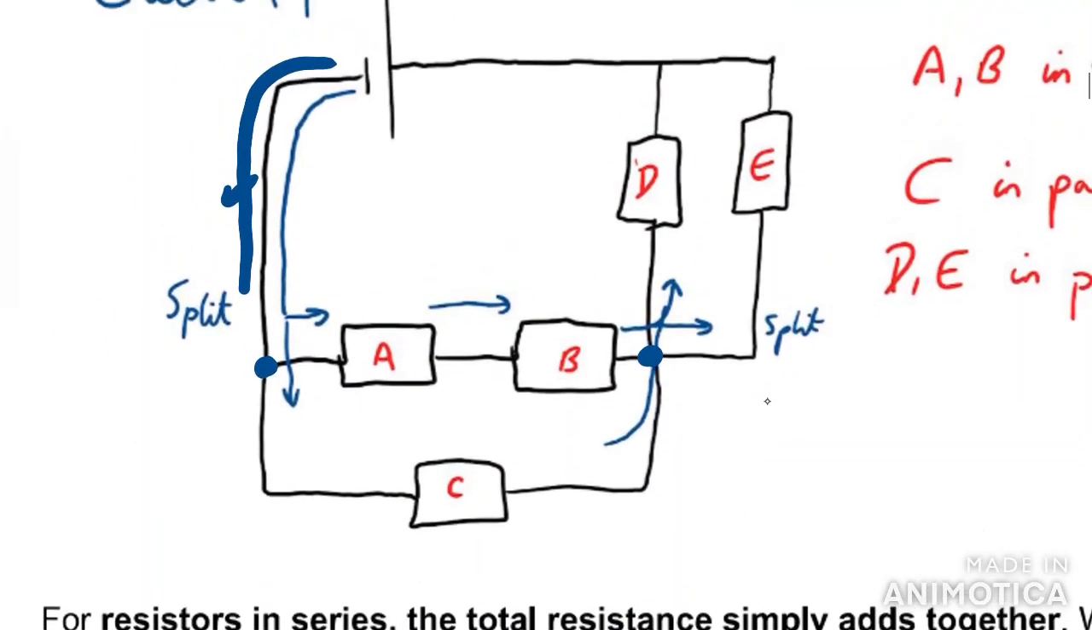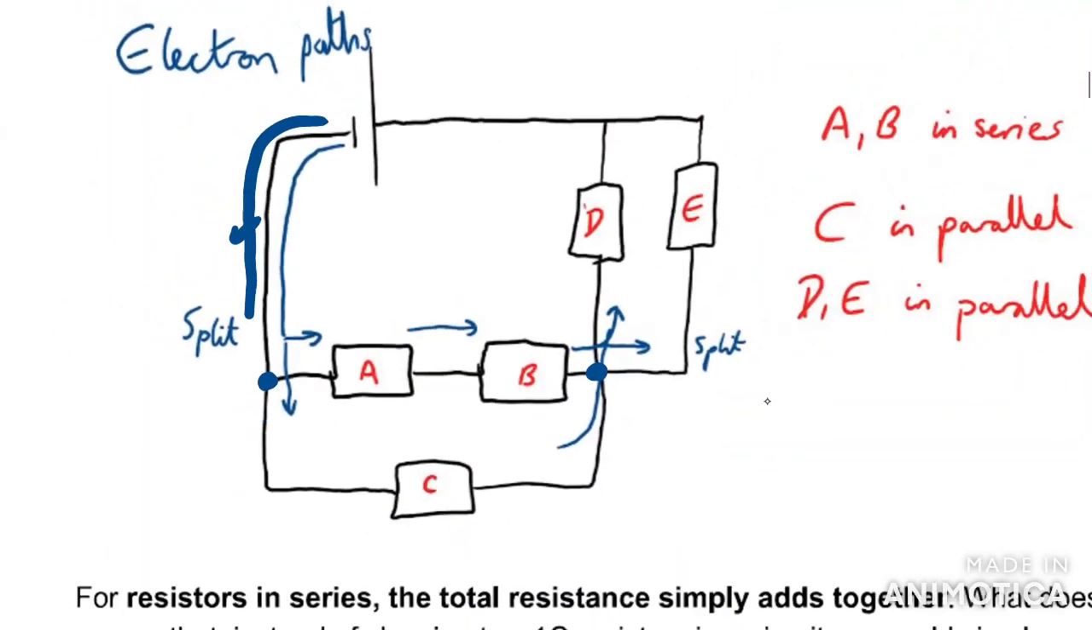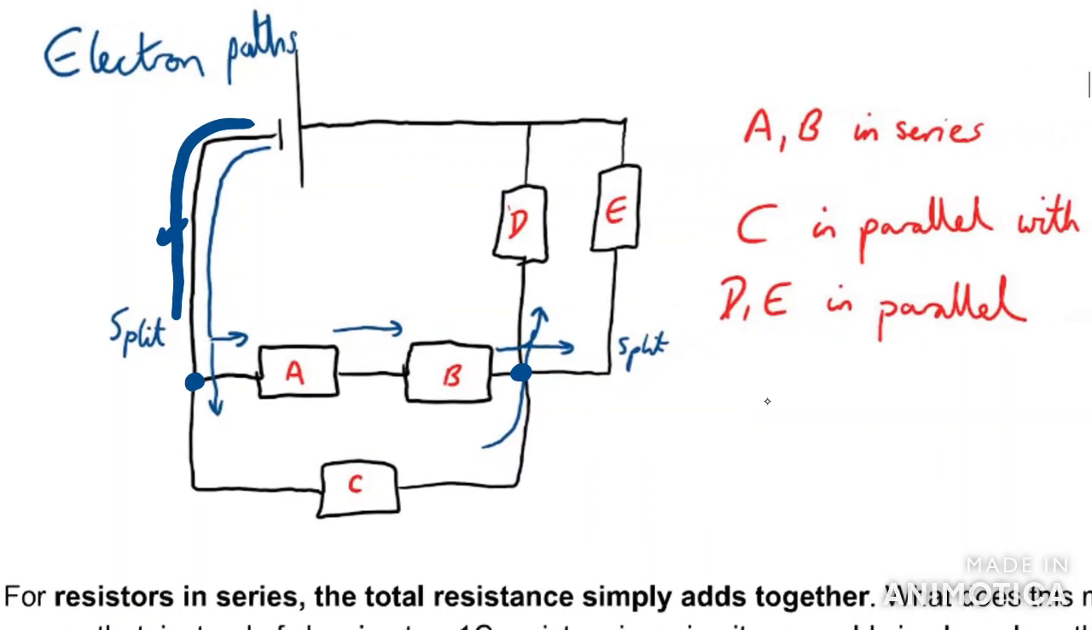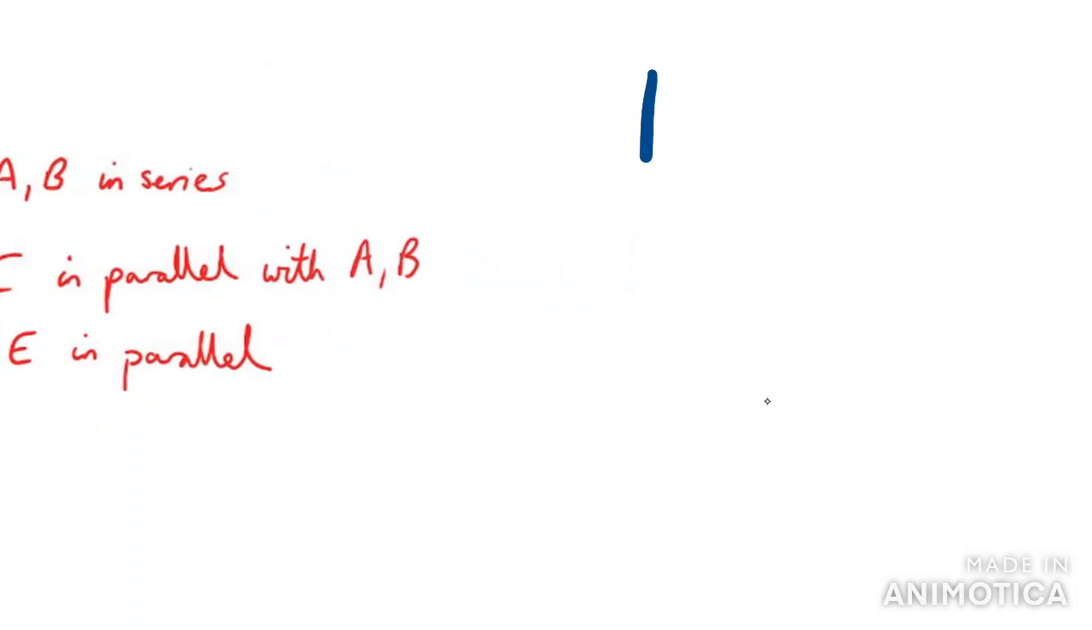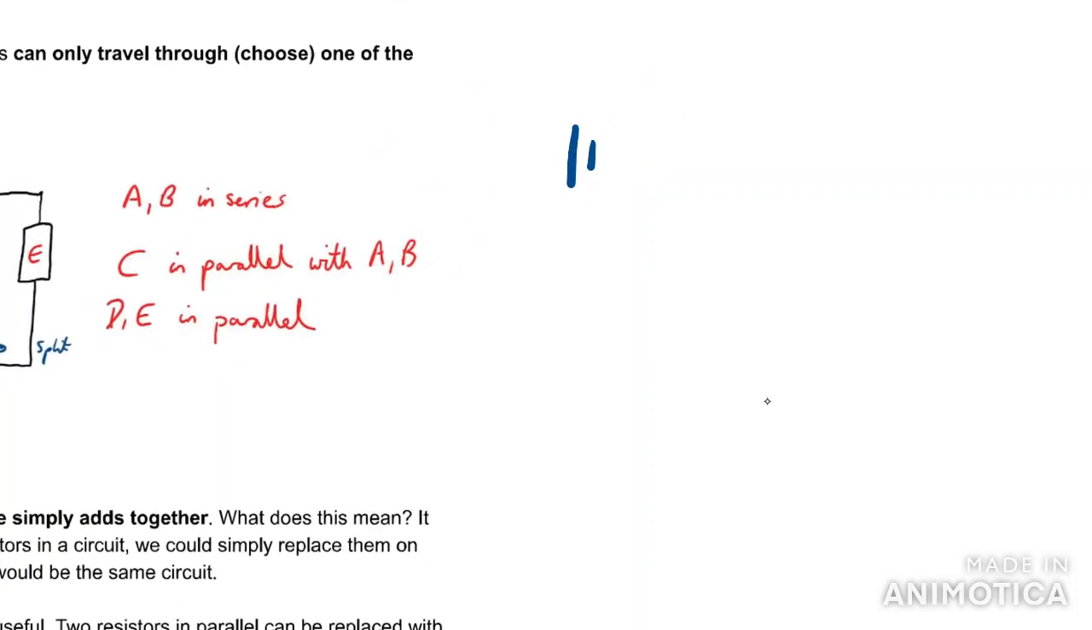Now, one important thing, you don't get this too much in A levels, but just be aware that if you get given a circuit that looks weird, for example, let's say it looks something like this.